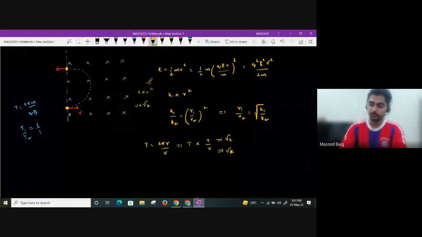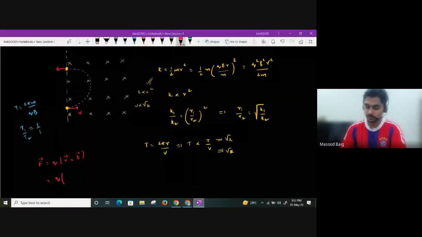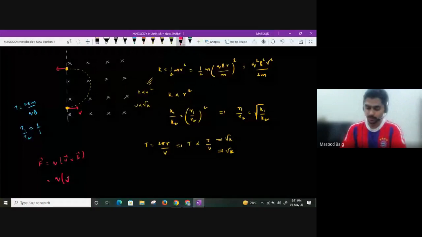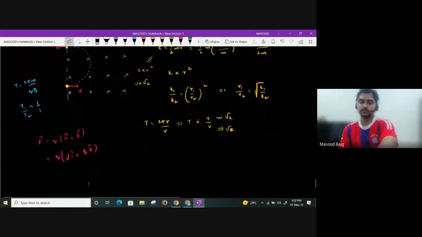So what is the force a charge will experience if it is a positive charge? Q into V bar cross B bar, yes or no? So where is the velocity? It is mentioned to be along the positive x direction. It is V i cap, let us say. And where is the magnetic field? The magnetic field is present in k cap. So where will the force be acting?